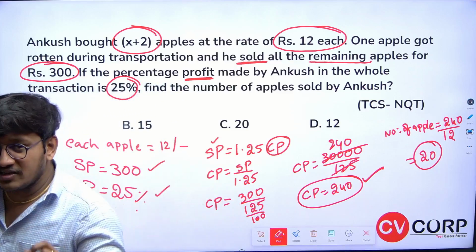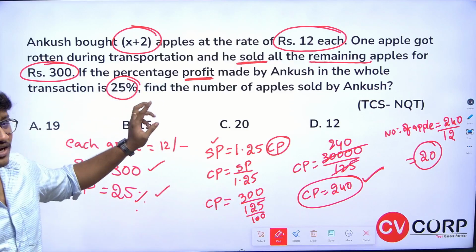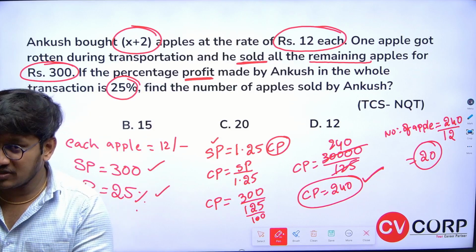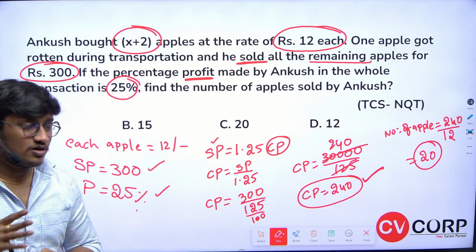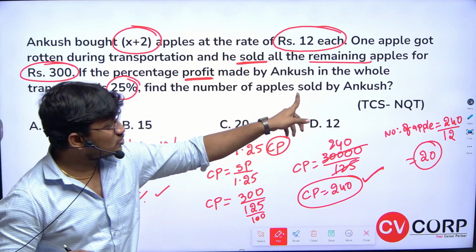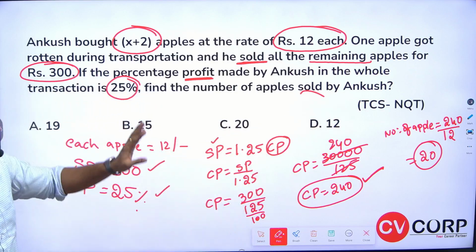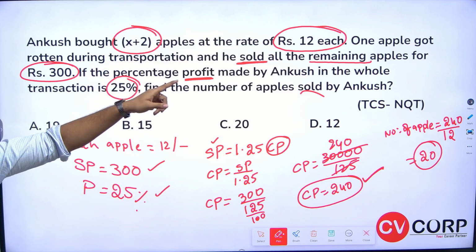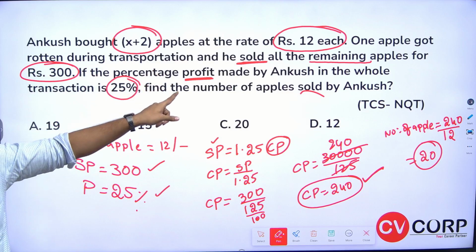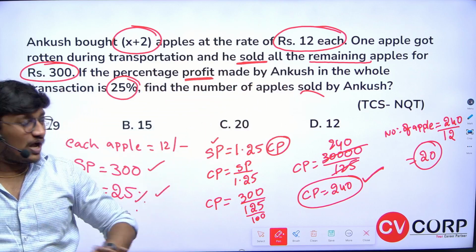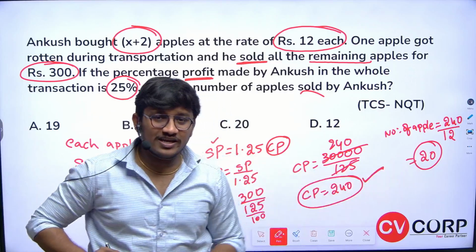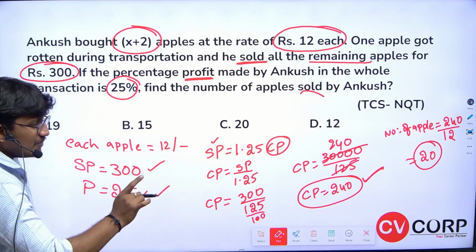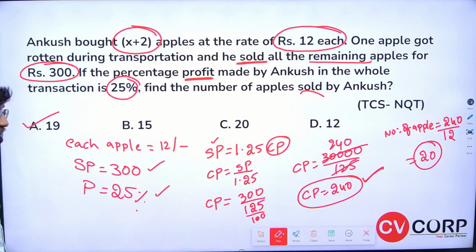Now read the question carefully. So what is the question they are asking? Are they asking us to find the number of apples Ankush bought or the number of apples Ankush sold? If you observe, it is the number of apples sold by Ankush, because he's not selling all the apples he bought. They clearly mentioned that one apple got rotten during transportation, he sold all the remaining apples. So actually how many apples did he bought? 20, correct? So one out of 20, he threw away one apple, so he only sold 19 apples.